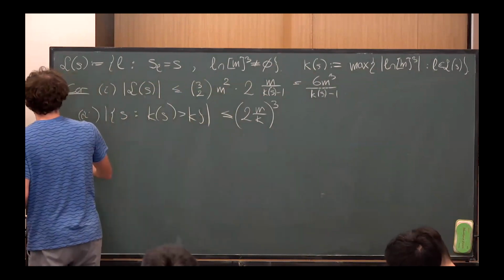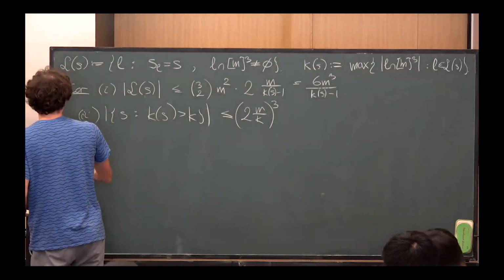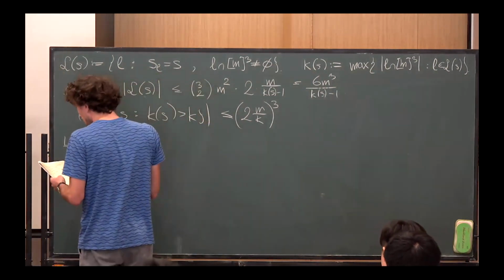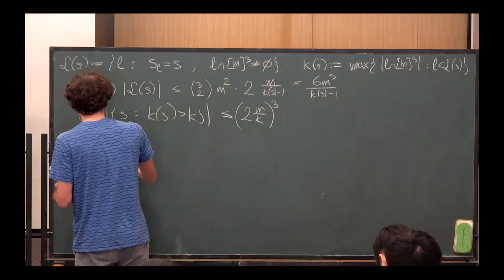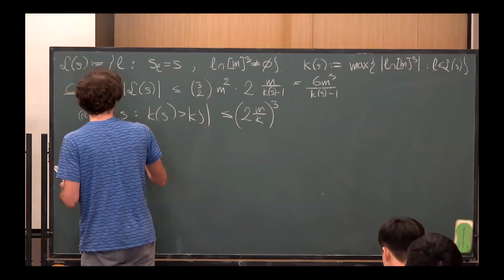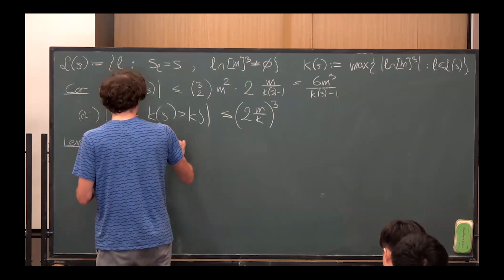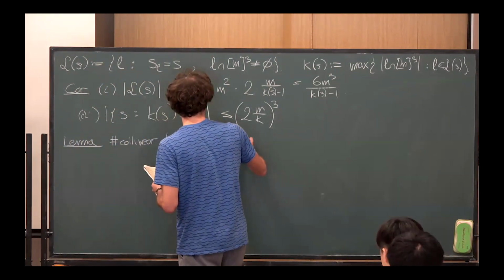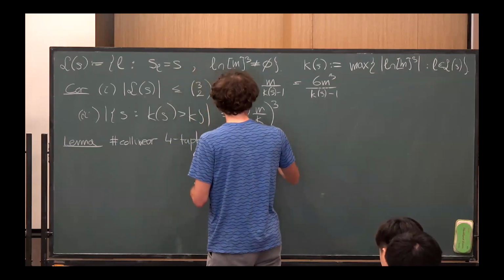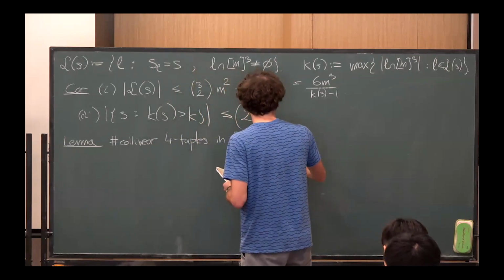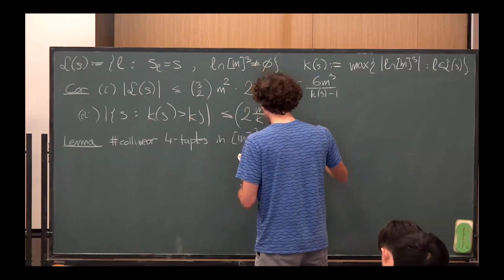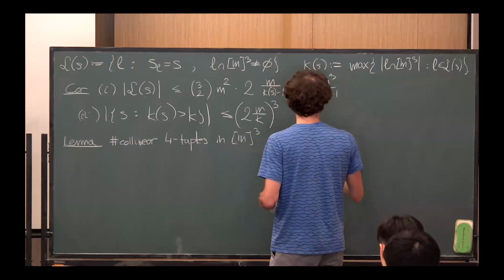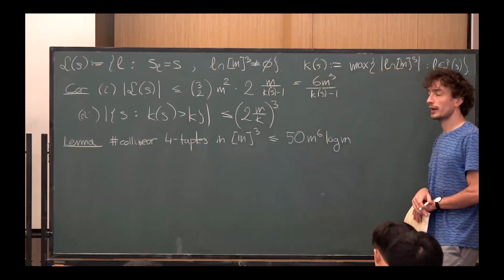And the lemma, which will finish the first part of the proof and then we'll go for a break, is that the number of collinear four-tuples in n cubed is at most 50 n to the 6 times log n.